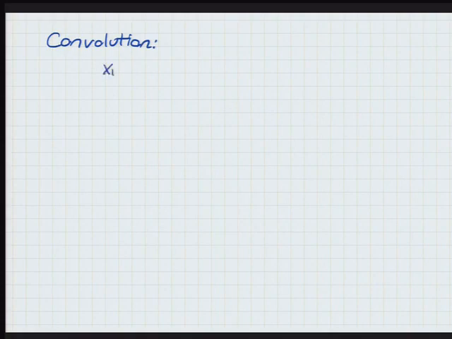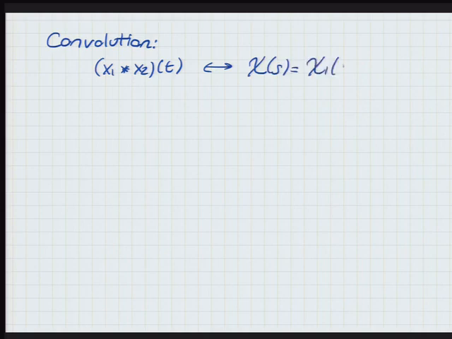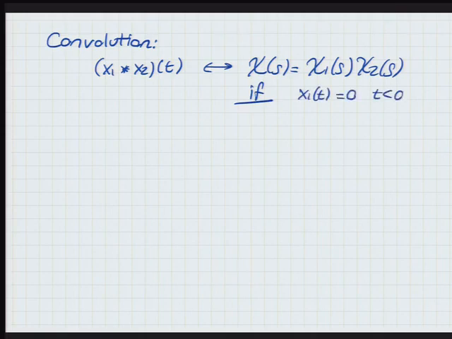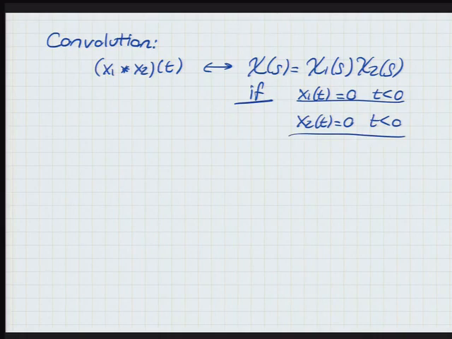So x1 star x2 of t gives us a one-sided curly X of s equals X1 of s, X2 of s, if, that's the important part, x1 of t is 0 for t negative, x2 of t is 0 for t negative. Of course, then you're talking about the regular Laplace transform. Of course, that property is there, right? So really, that's a non-property in the unilateral case, right? So don't even take it seriously.